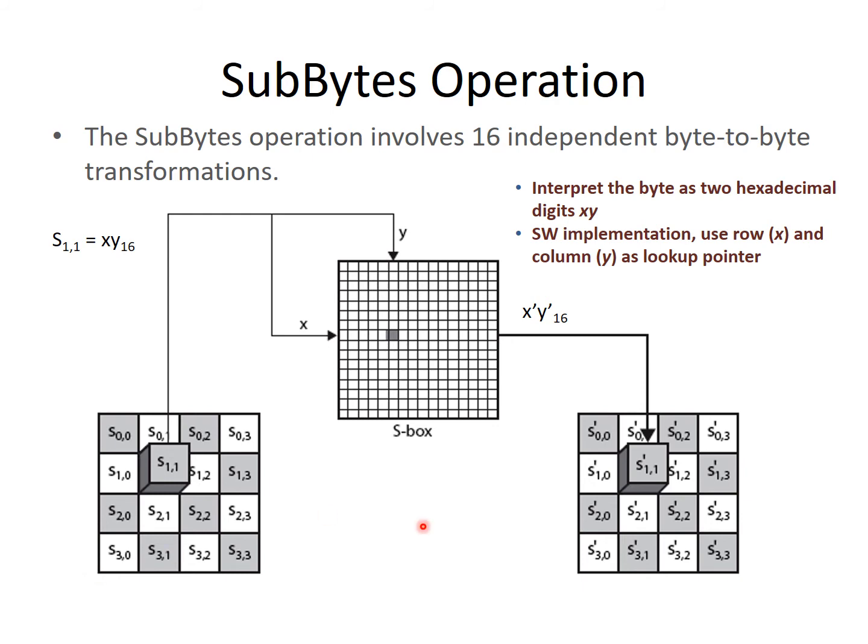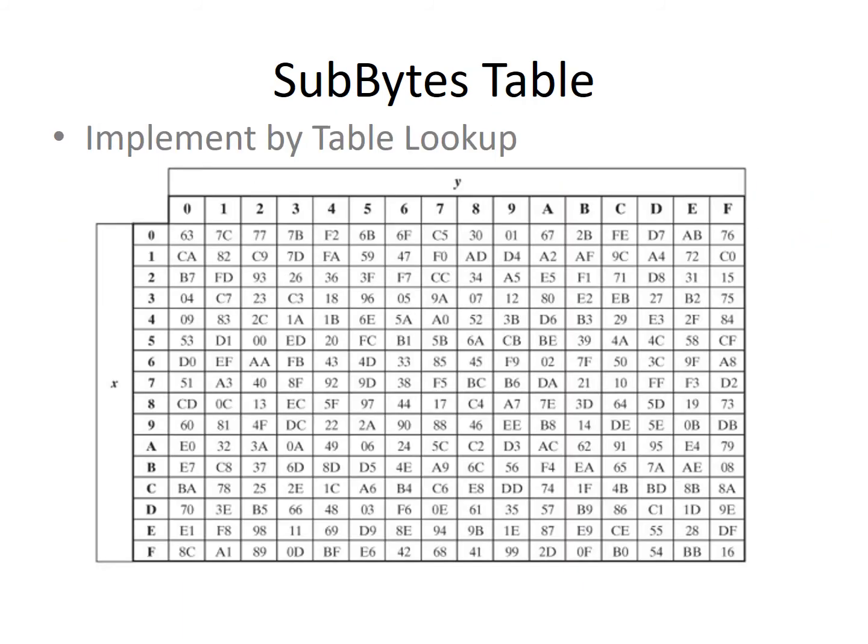From this, I can generate a new matrix, which is the new state for the AES encryption process. So this is a table which shows the substitution operation. Suppose our value is 19, as I mentioned: first row, 9th column, that is D4, I will be taking. So this is how we do the substitution operation for the state of the AES plaintext.